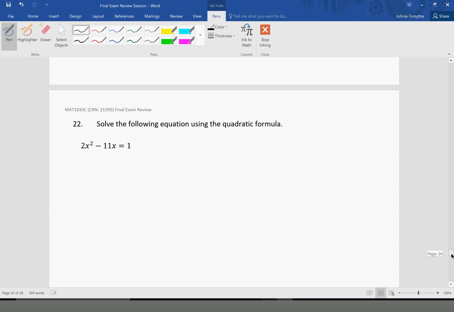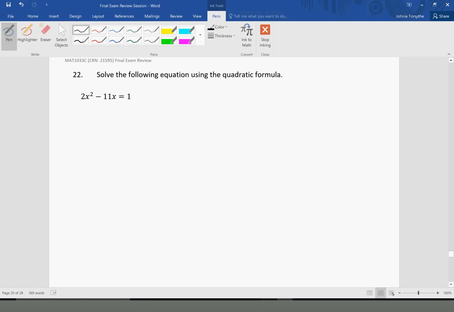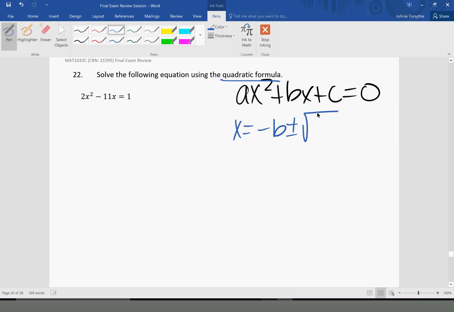22. Solve the following equation using the quadratic formula. So, a few things. First off, you do need to know the quadratic formula. And you also need to have your equation in standard form in order to use the quadratic formula. So ax squared plus bx plus c equals 0. It has to be in that form. And then the quadratic formula is x equals negative b plus or minus the square root of b squared minus 4ac, all divided by 2a.